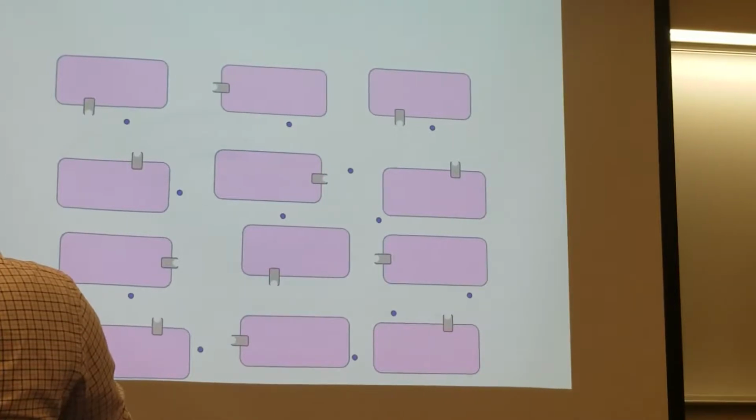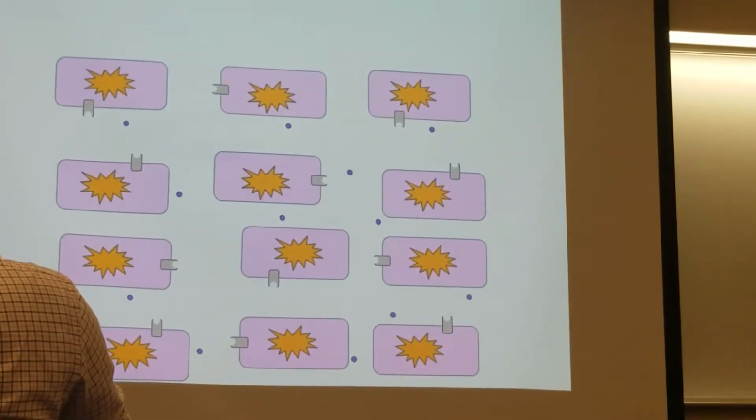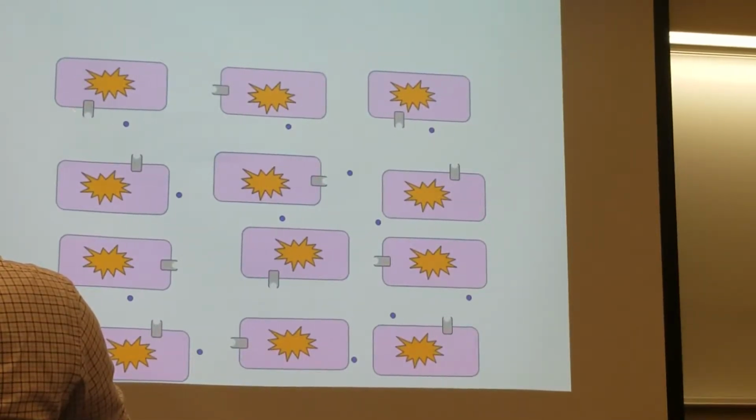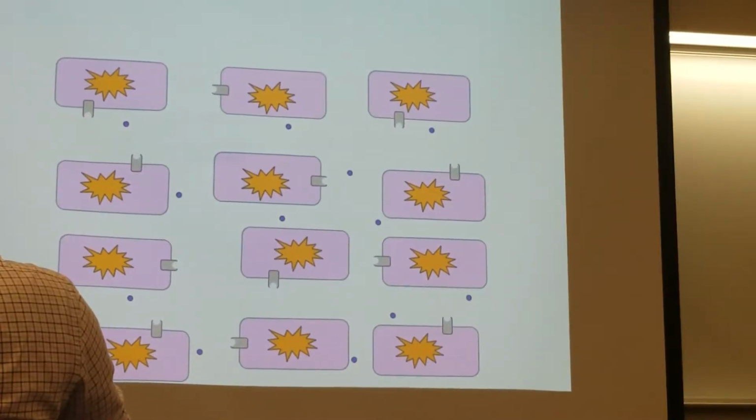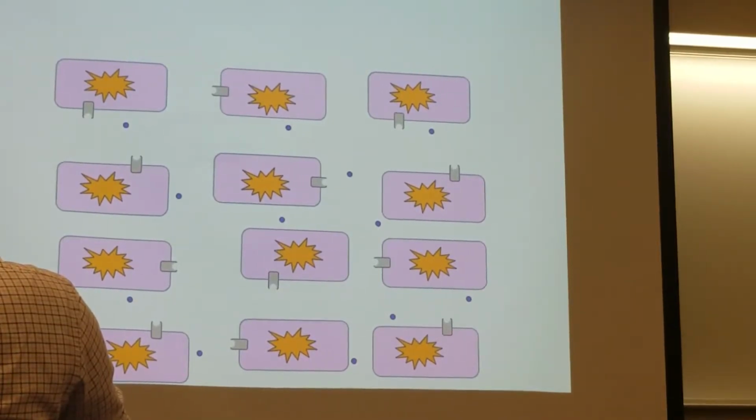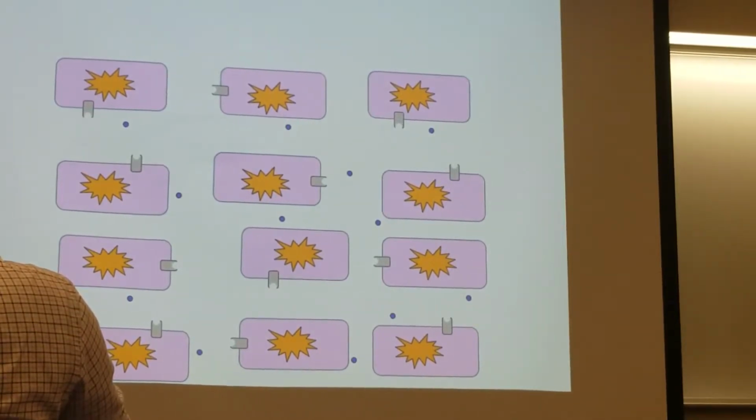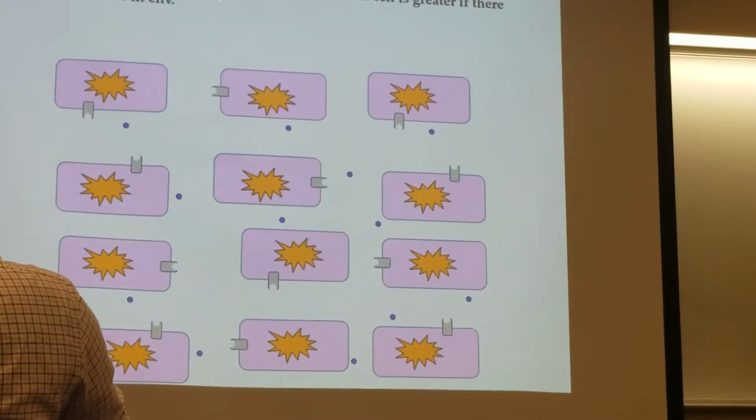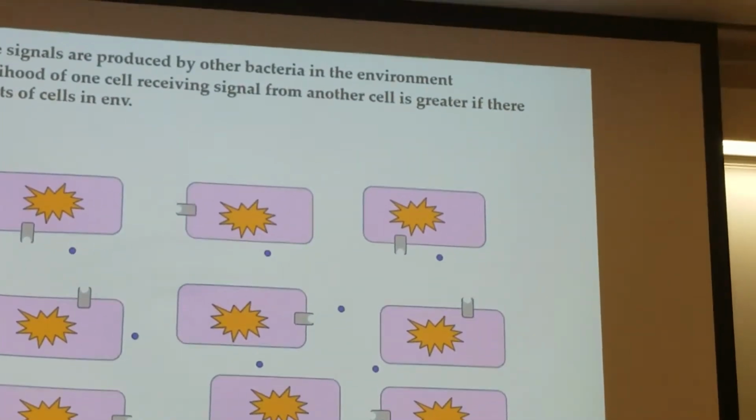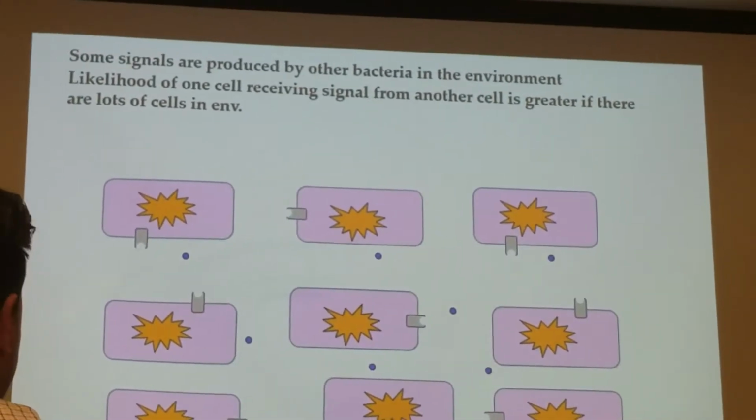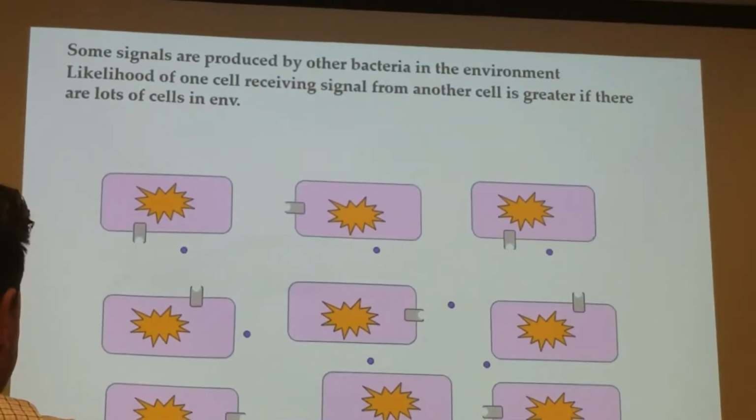Whenever a bacterial cell receives one of these signals, it causes it to change its behavior by turning on a gene. So there are certain things that bacteria do only if there's lots of other bacterial cells around. The likelihood of one cell receiving a signal from another is greater if there's a lot of cells in the environment, just because more bacterial cells means more signaling molecules being released.